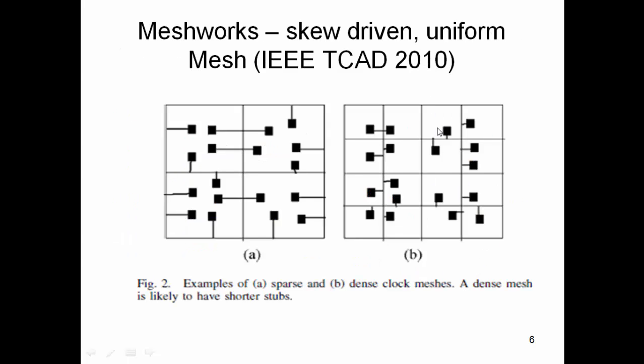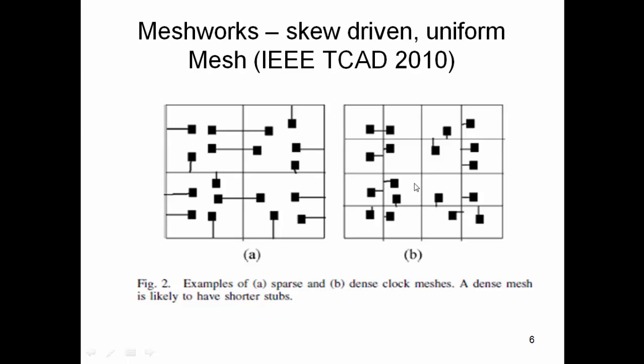If the mesh is more dense, the stub length is less, which means your skew also will be less. Here you can see that the mesh is less dense and you have stubs of different lengths. So you'll have some skew introduced in the mesh, because in the mesh we make sure that the clock reaches all the mesh nodes wherever the buffers are placed.